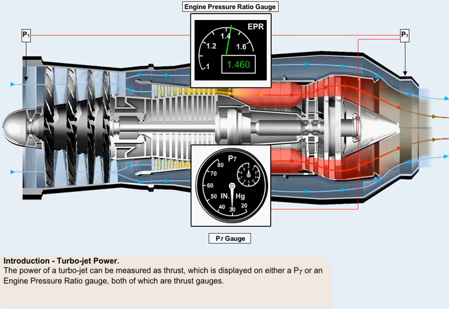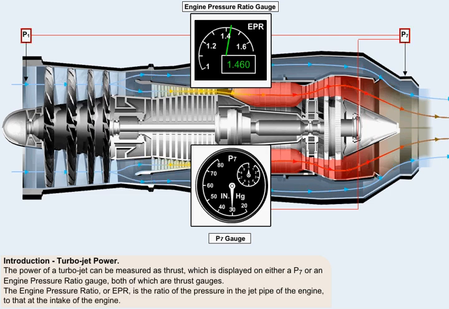The power of a turbojet can be measured as thrust. Thrust is displayed on either a P7 or an engine pressure ratio gauge, both of which are thrust gauges. The engine pressure ratio, or EPR, is the ratio of the pressure in the jet pipe of the engine, which we call P7, to that at the intake of the engine, which we call P1.